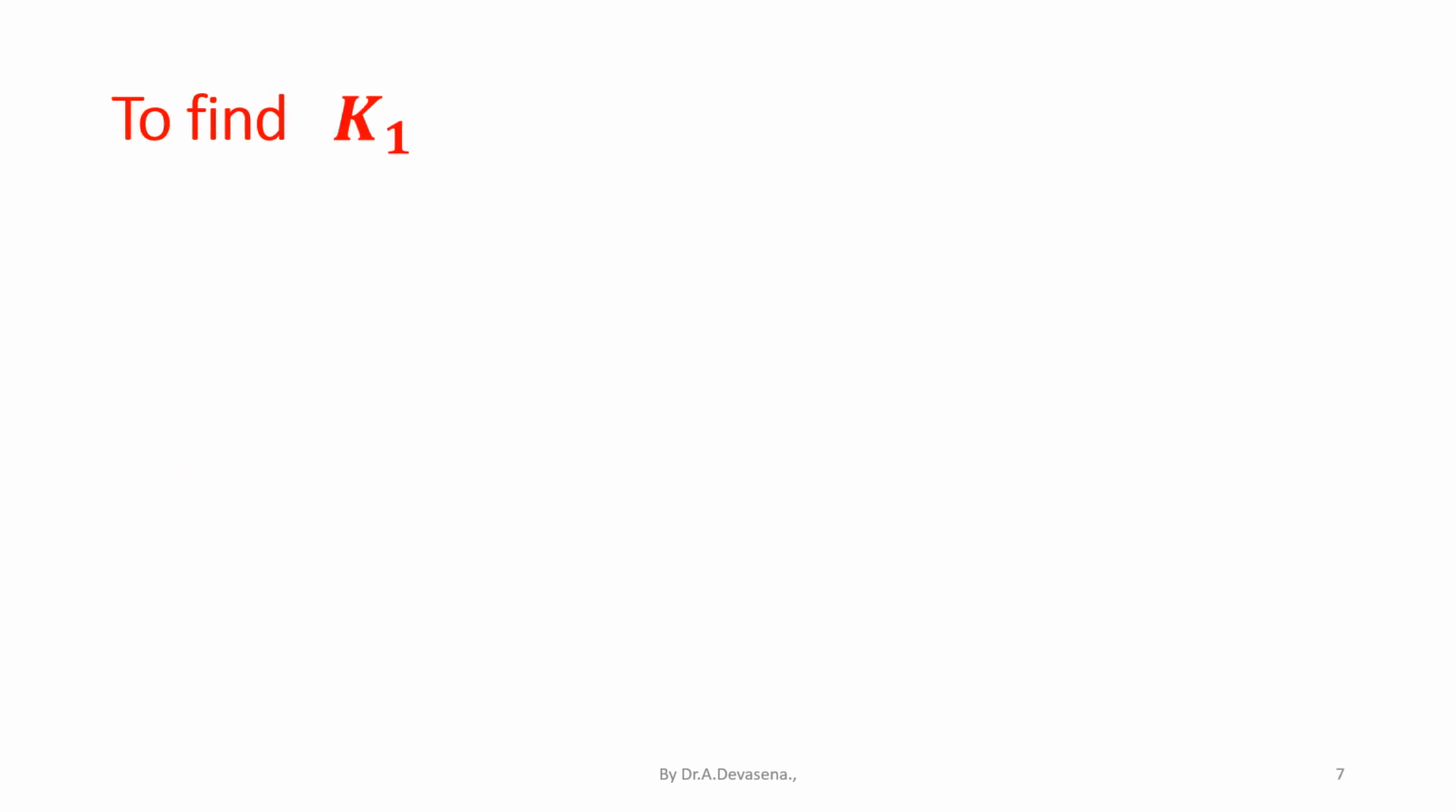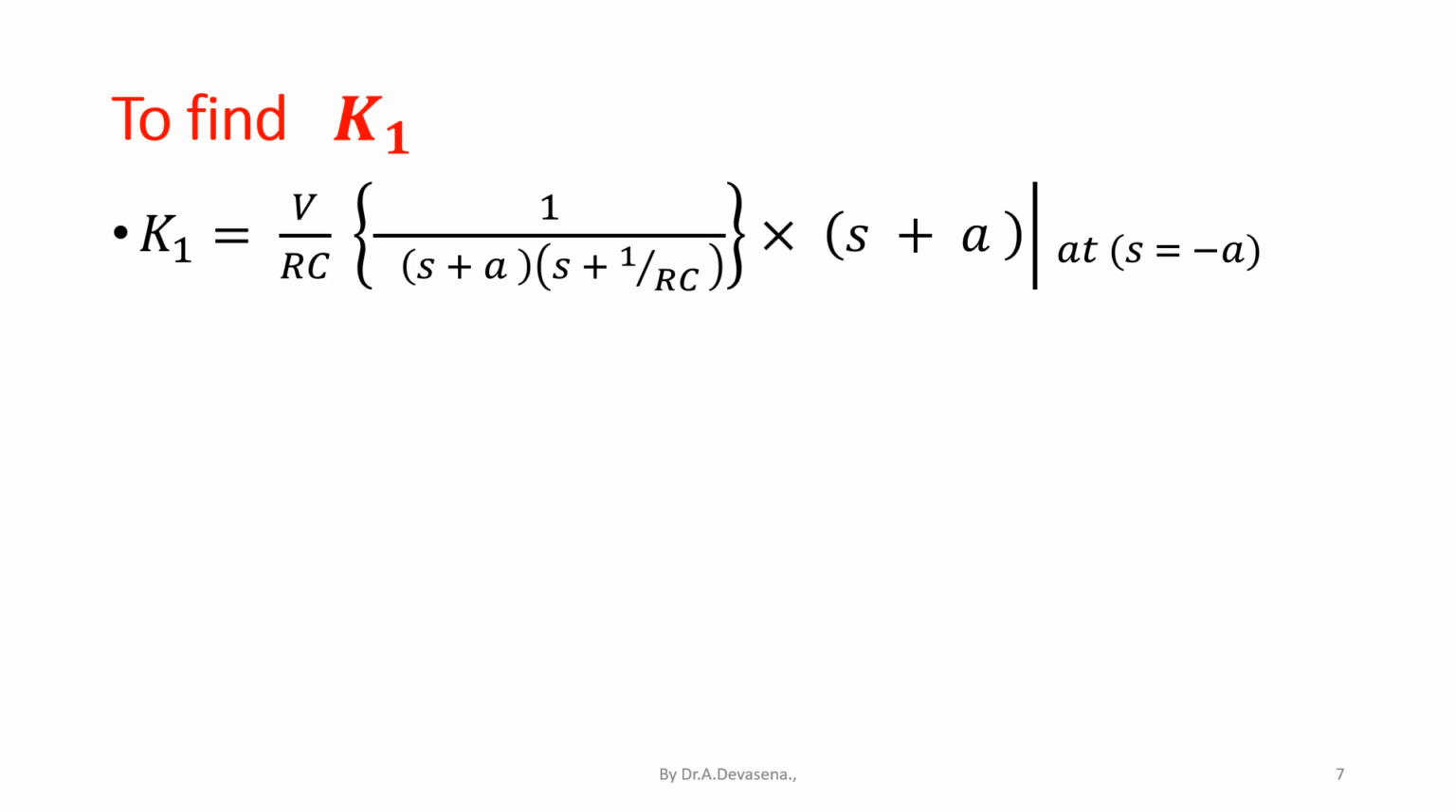Let us find the value of K1. K1 is equal to V divided by RC into 1 divided by s plus a into s plus 1 by RC, close the bracket, into s plus a at s is equal to minus a.